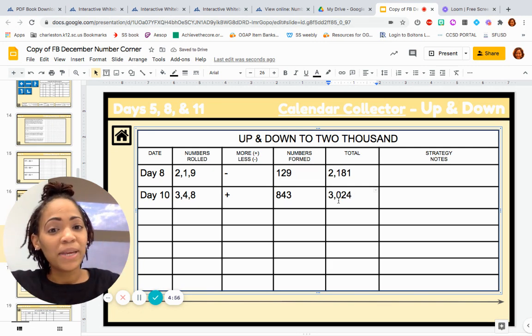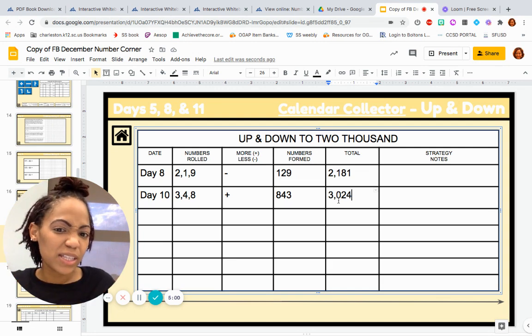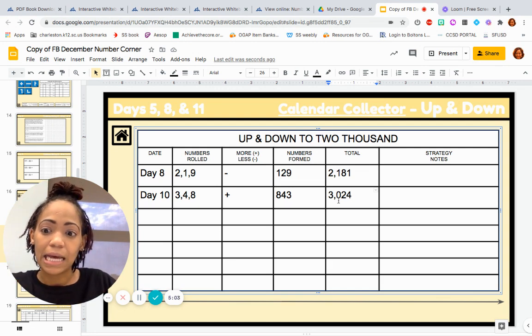So we really beat our calendar collector this month, which is another reason why I'm like, if we don't get to it every day, that's okay, just for the sake of time.